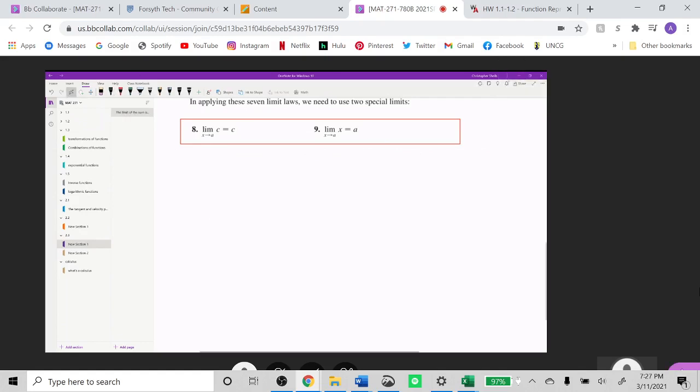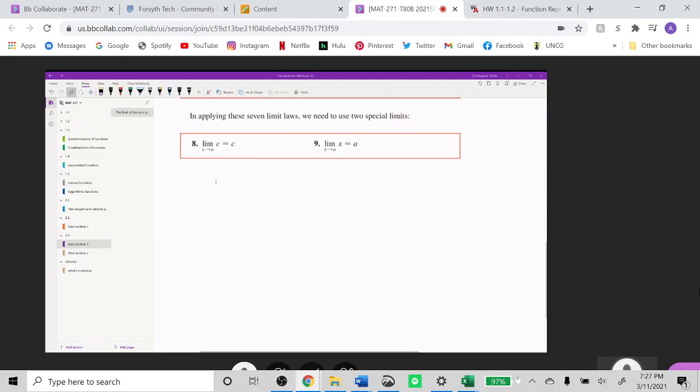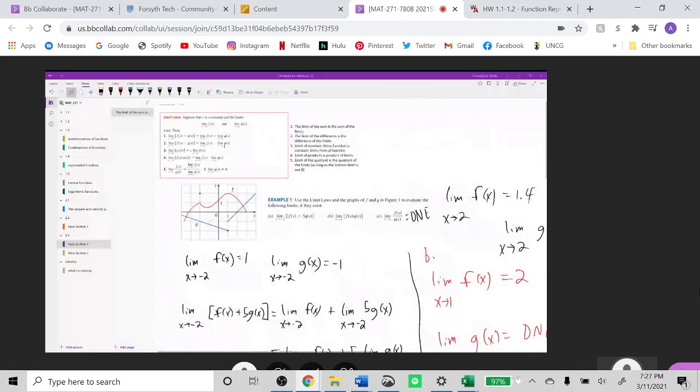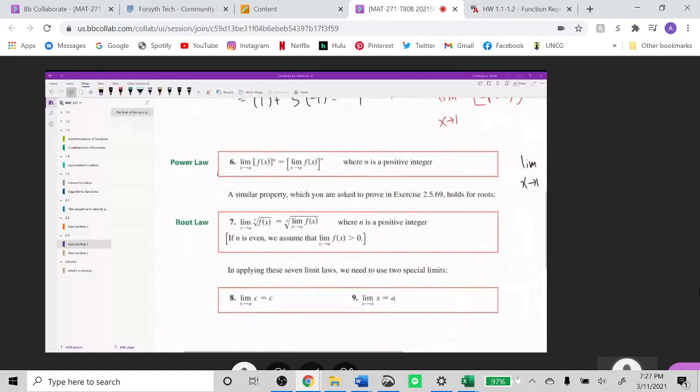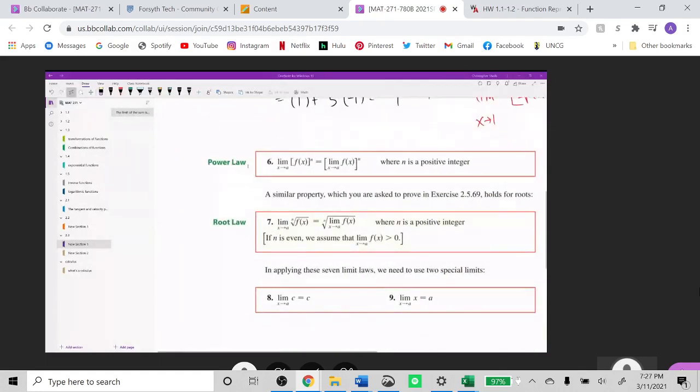We have a few other special limit laws. Really, all of the limit laws after the first few are derived from these first few. For instance, the root law and the power law. Well, the power law is derived from the product law, right? Because powers or exponents are repeated multiplication. And the root law is then derived from the power law.